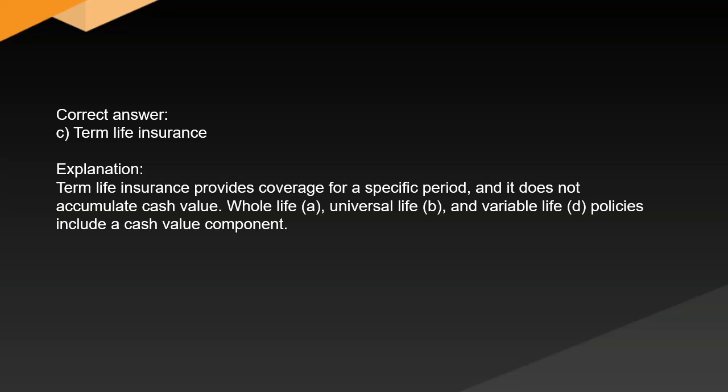Explanation. Term life insurance provides coverage for a specific period and it does not accumulate cash value. Whole life, A. Universal life, B. And variable life, D. Policies include a cash value component.